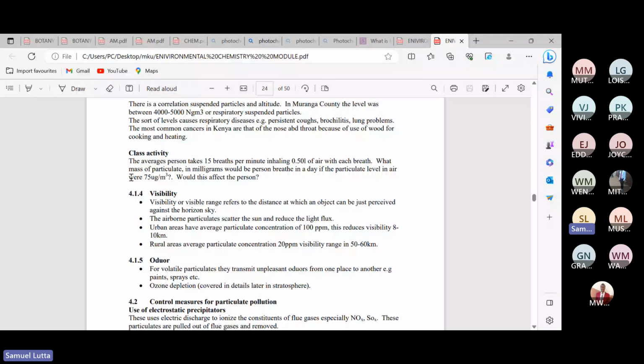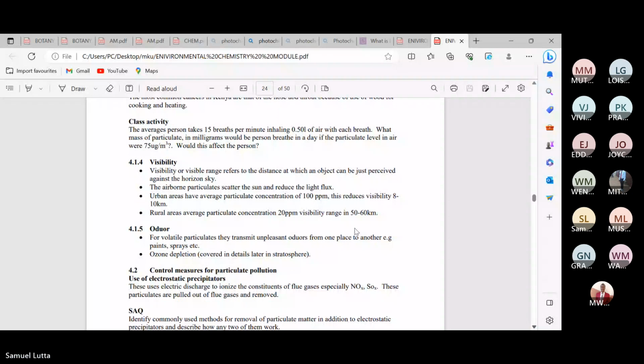And then sometimes it can also be a source of bad smell. They can transmit unpleasant smell from one place to another. We are talking of things like paint, things like spray. And we also saw that when you have these particles, they can also cause what we call ozone depletion. We have just talked about the organics reacting with hydrogen peroxide to form further peroxide radicals and oxygen. So I think that's where this particular point is coming from.